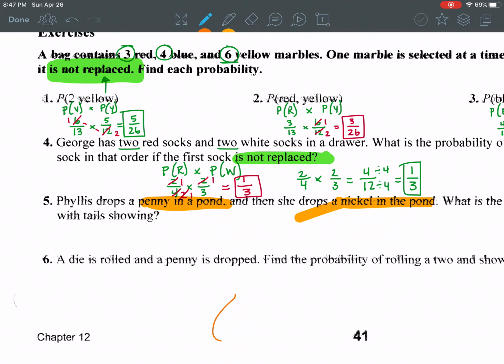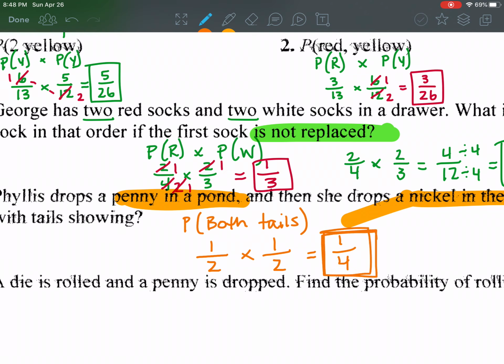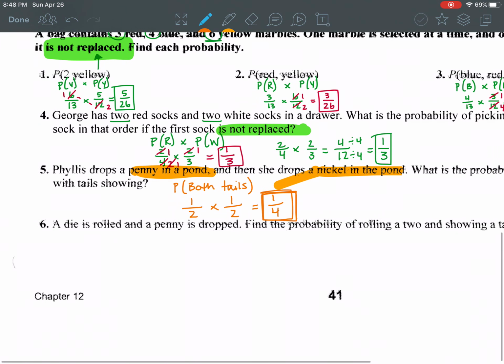So, probability of both tails. Okay? So, let's think of the first thing, the penny. What's the probability of the penny being a tails? Well, there's one tail out of 2 possible outcomes, either heads or tails. Same thing with your nickel. There's 1 tails out of 2 possibilities, heads or tails. Okay? Multiply across, 1 times 1, 2 times 2. The final probability is 1/4, or remember we talked about, that's 25%.